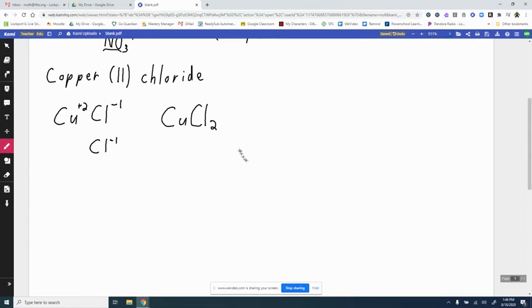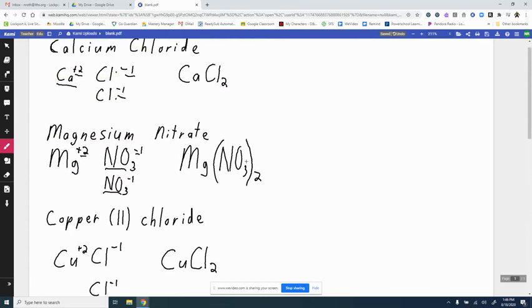Okay, so just remember, when you are writing out these formulas, you have to make sure the overall charge is neutral. If it's not, you have to add one or more of the different ions in order to get it to balance.